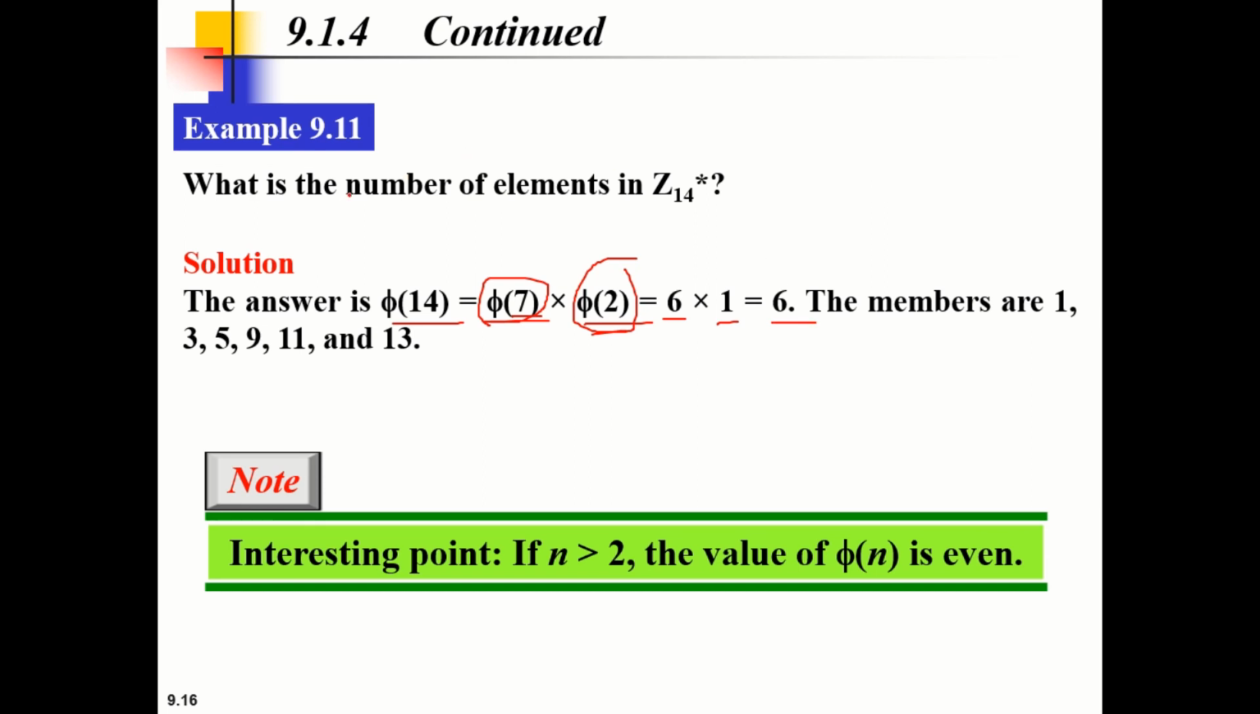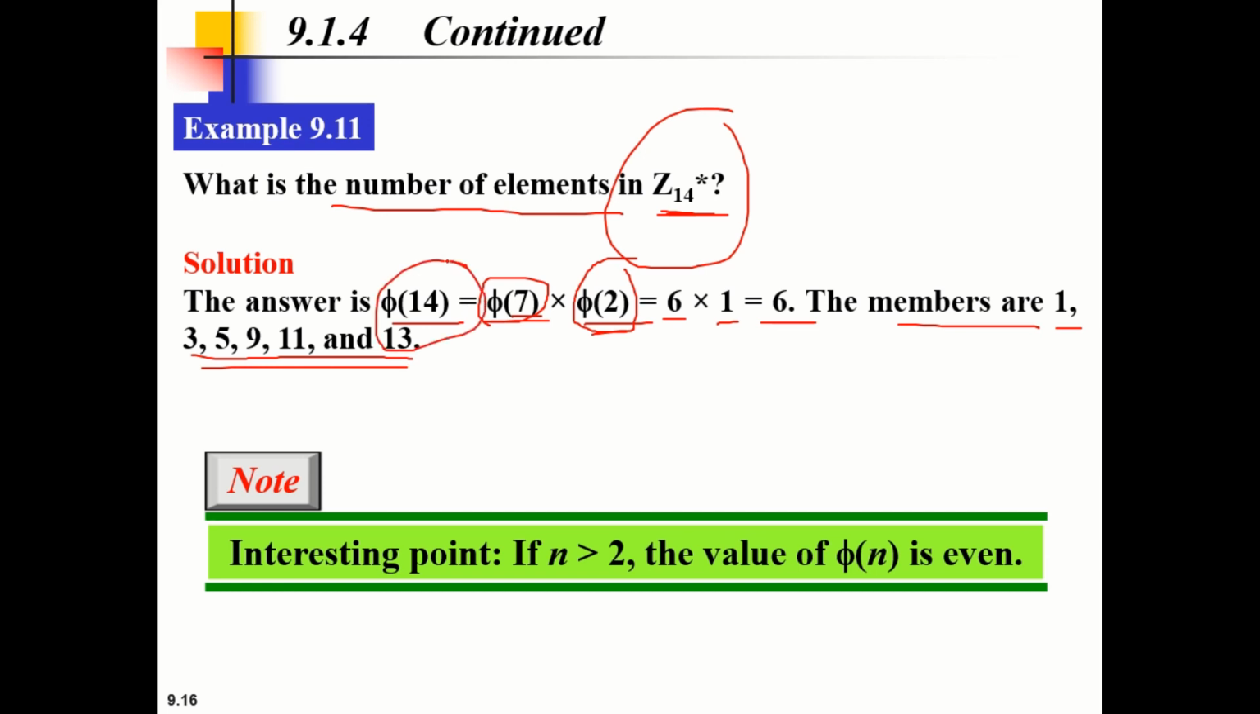So it shows that the number of elements in this set are 6 and these members are 14 तक जितने भी number prime numbers जो होंगे those will be the members of this set. So those numbers are 1, 3, 5, 9, 11 and 13. So these numbers have to be relatively prime as well with 14, right? So इसीलिए हमने इसके अंदर 2 को इंक्लूड नहीं किया है बिकॉज 2 and 14 they are not relatively prime, right?